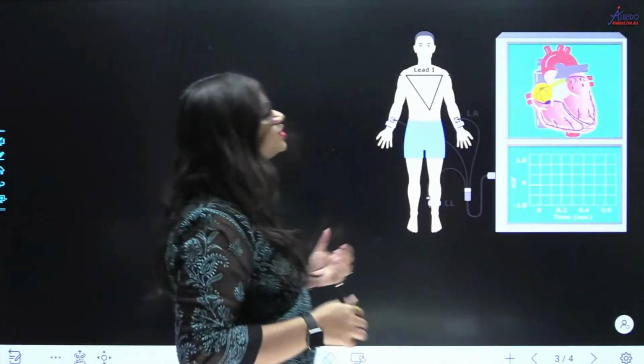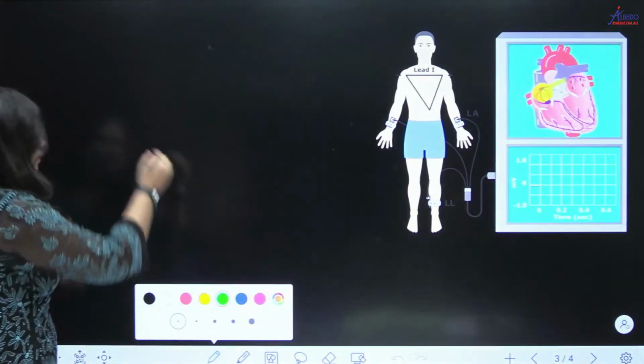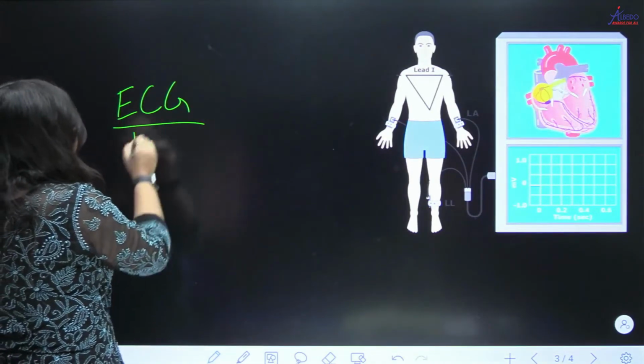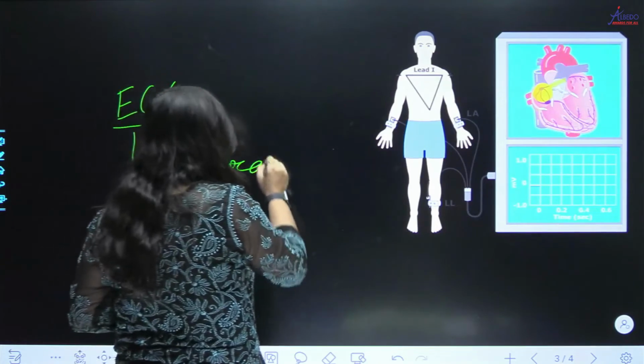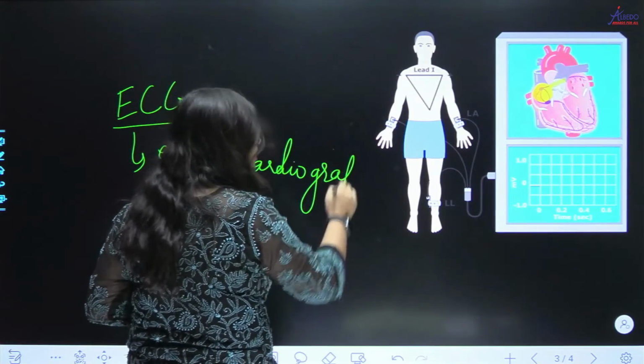emerging thing, that is what is called ECG or electrocardiograph. Now remember children that there are two words. ECG stands for electrocardiograph, okay, and it's not gram.